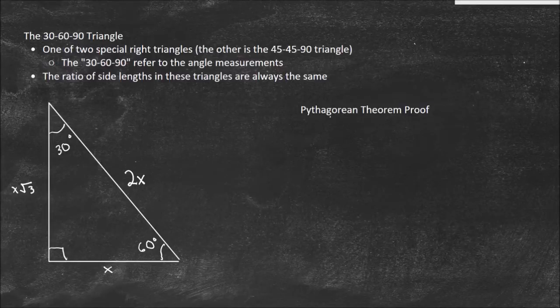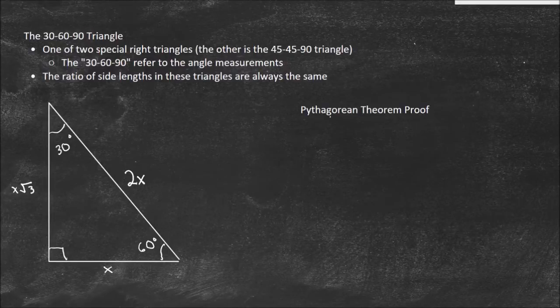So this is one of our two special right triangles, and the other is the 45, 45, 90 triangle. And 30, 60, 90 refers to angle measurements. So it's a triangle where we have a 30-degree angle, a 60-degree angle, and a 90-degree angle, our right angle. What's special about these is the ratio of side lengths in these triangles is always going to be the same, and they're pretty simple to memorize.